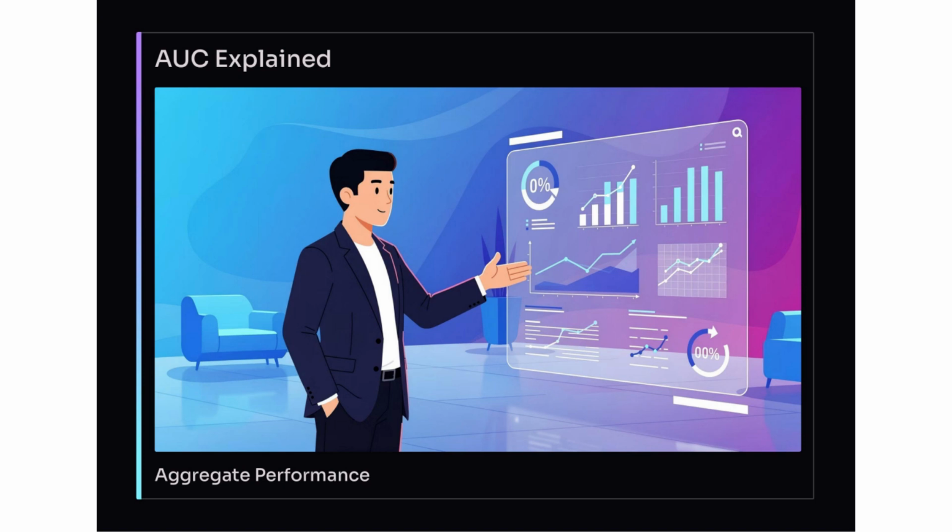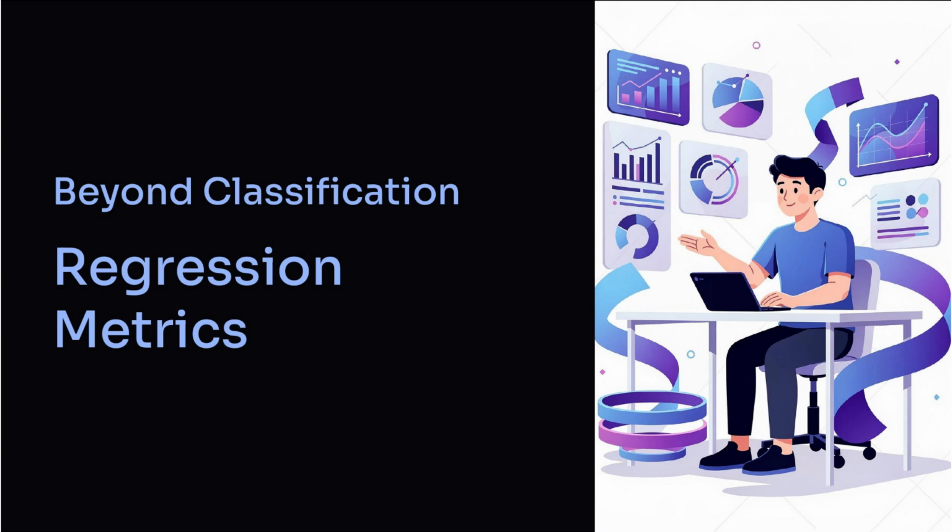Metrics do not only evaluate models, they shape model behavior. During training, models optimize loss functions that are closely related to evaluation metrics. The choice of metric influences what the model learns. Optimizing the wrong metric can lead to unintended outcomes. A model may perform well numerically while failing to meet real-world needs. This disconnect is a common source of deployment failure.